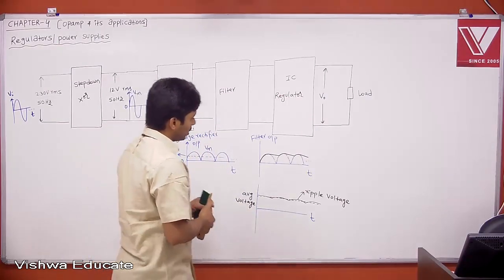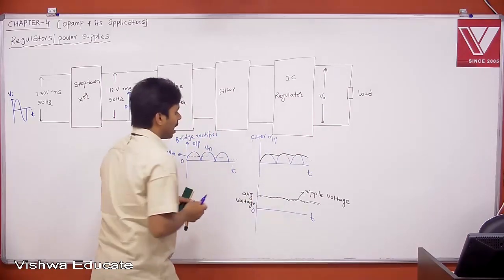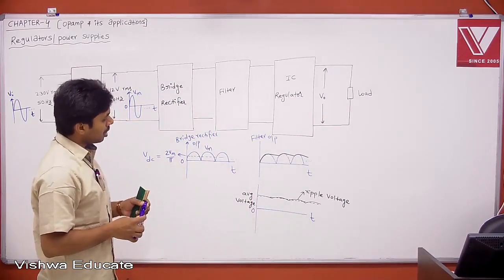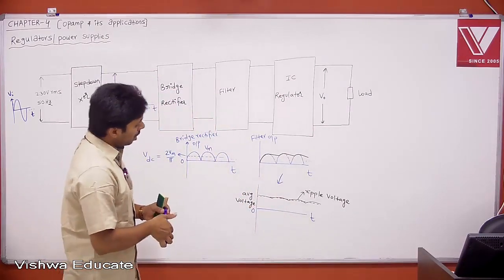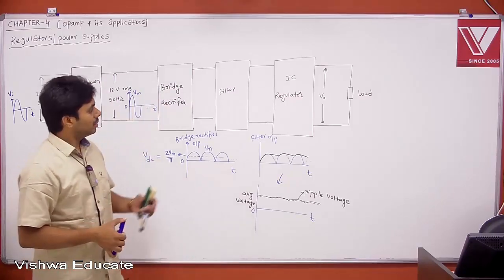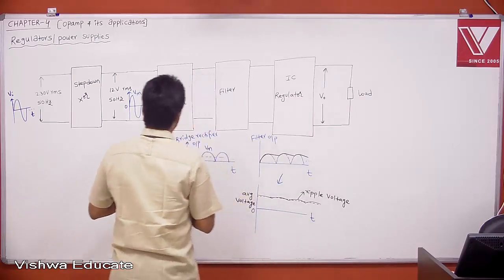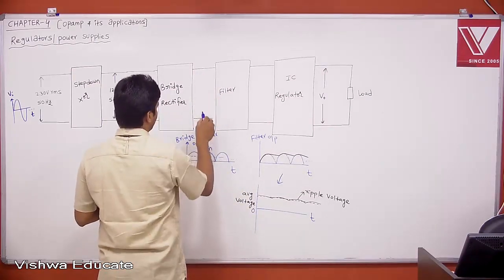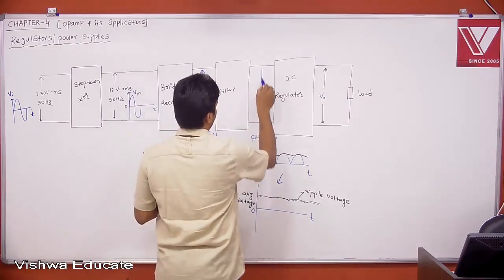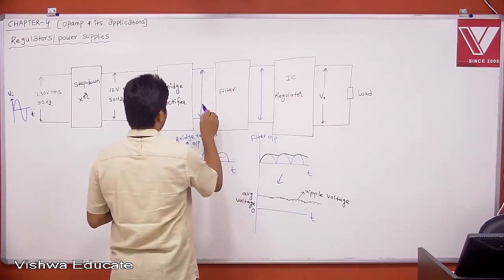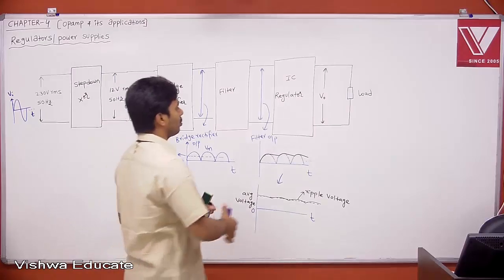Now, still it is not absolutely constant. If it is not absolutely constant, then we want an absolutely constant voltage. Then the filter output is given to this. This is your bridge rectifier output, and now this is your filter output, right? Therefore, now what is your output voltage V0?